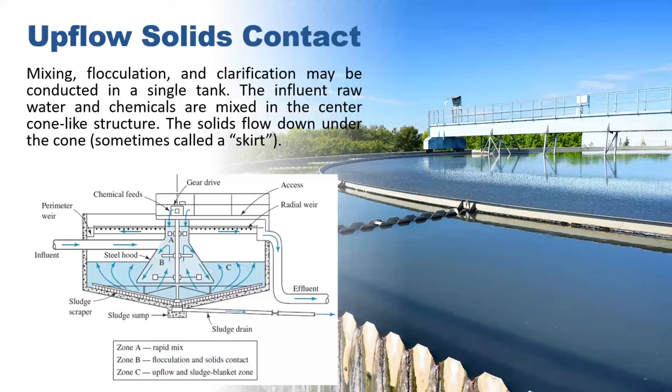So this is the illustration of the upflow solids contact, where there are three zones: Zone A, Zone B, and Zone C. Zone A is for rapid mix, Zone B is for flocculation and solids contact, and Zone C is for the upflow and sludge blanket zone.